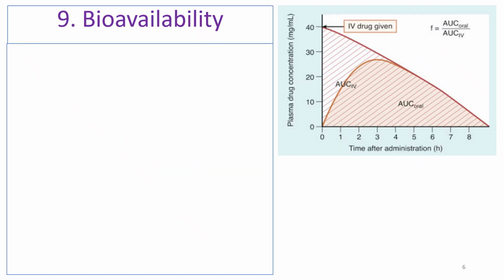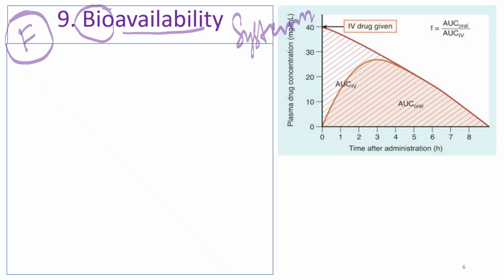The next concept is bioavailability. We know that bio means life, living. So we are talking about medications, pharmacology, right? That means how much active medication is available in the systemic circulation, in the active form. This is usually denoted by F, the fraction. So F is the fraction that is the bioavailability.